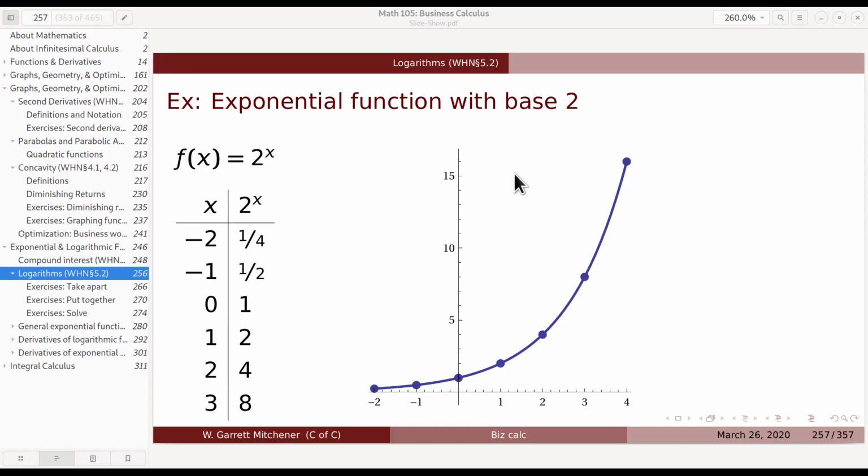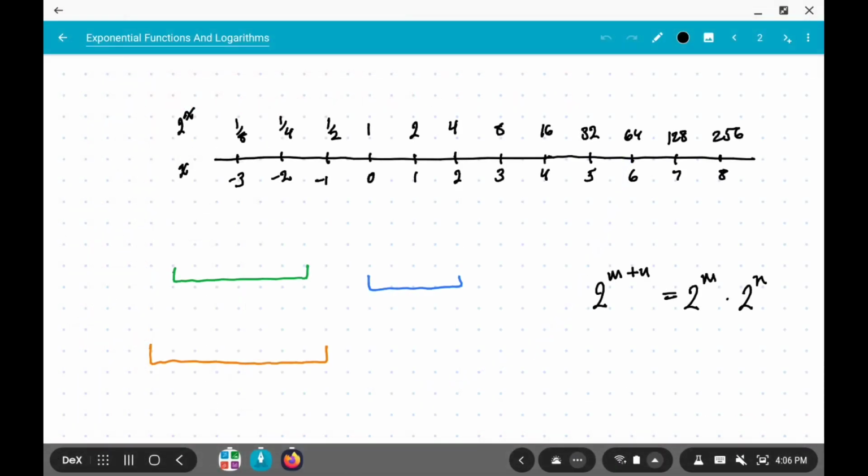In this video, I'm going to explain some of the key algebraic properties of logarithms. First, I'm going to show you the graph of 2 to the x, and then show you a few things about this function 2 to the x. So, first of all, get this picture in your head, and then I'm going to take these numbers and write them on a number line.